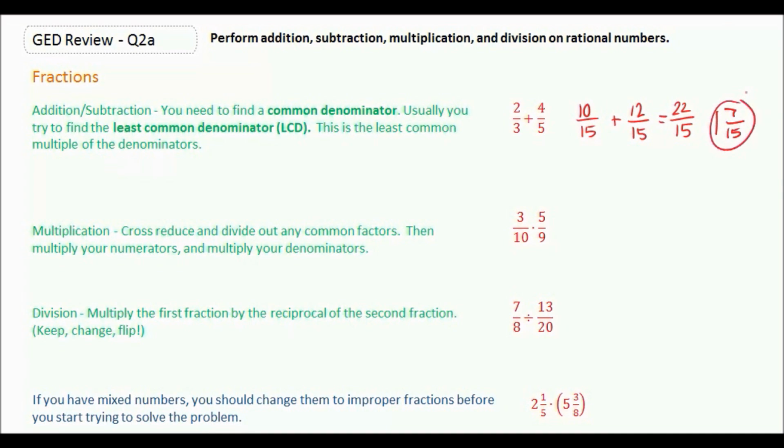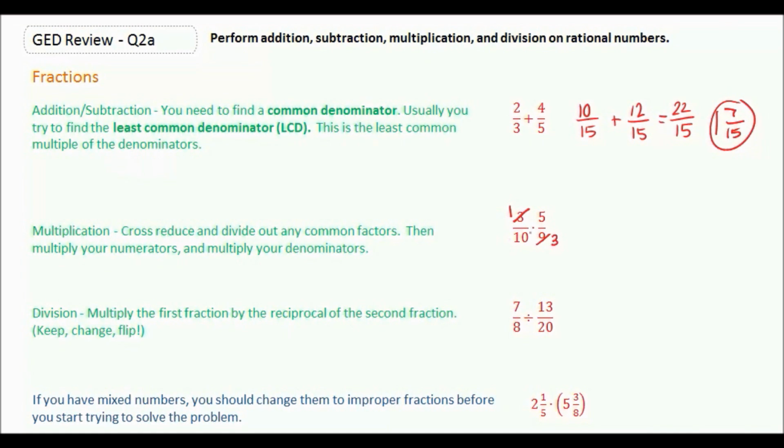When multiplying fractions, you want to cross-reduce and divide out any common factors. Then you're going to multiply your numerators and multiply your denominators. So cross-reducing means you're looking on the diagonal. Here, 3 goes into both 3 and 9. So I'm going to divide that out. So 3 goes into 3 once, and 3 goes into 9 3 times.